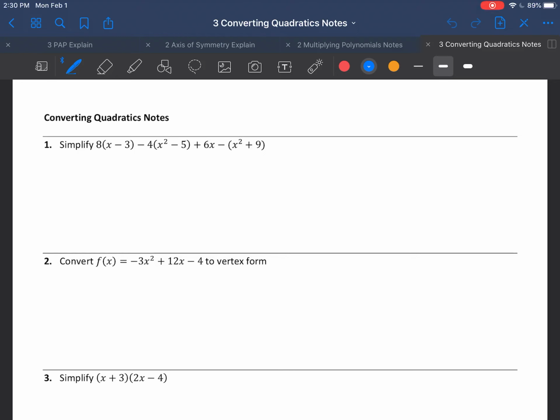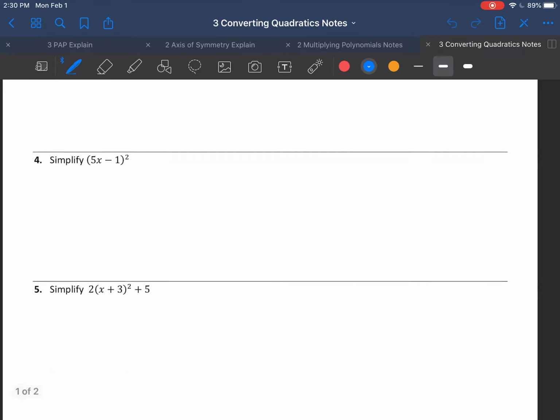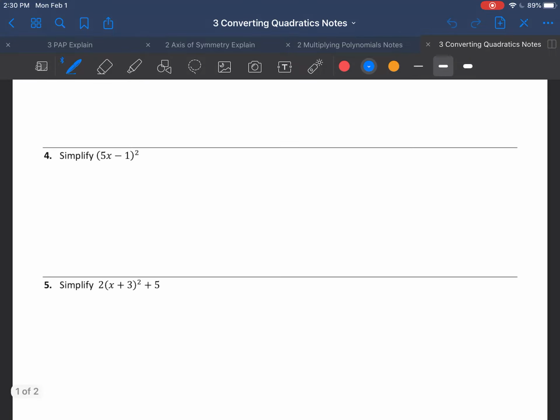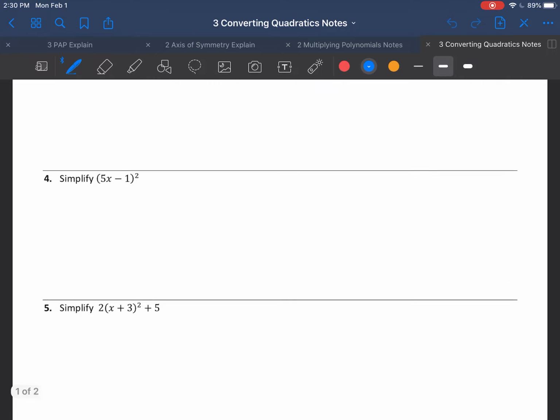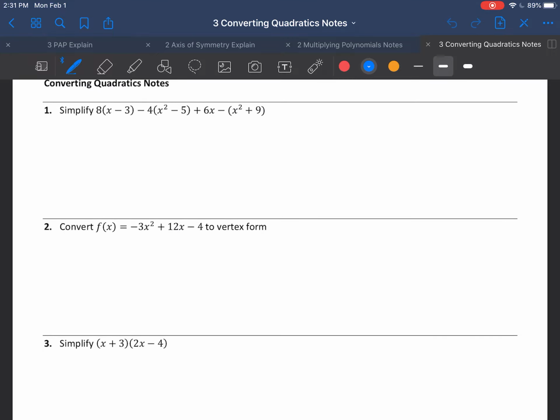So we're going to talk about how to convert from vertex form to standard form. The front of this page is going to be a review because you've already done this. Number 5, and then the second page will be converting from vertex form. Okay, so for number 1, it says simplify.